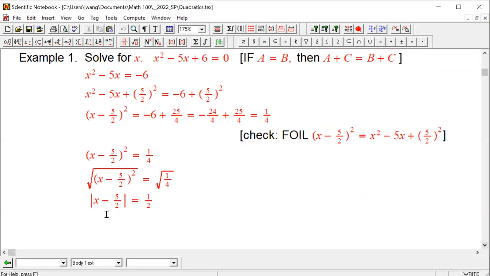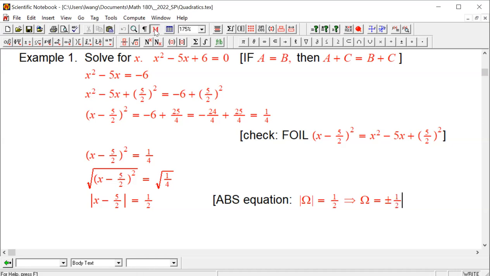All right, we're almost there. So this is an absolute value equation. Recall the absolute value equation. Remember we had something like this, say this one equals half, and then the solution is that the expression equals plus or minus half.